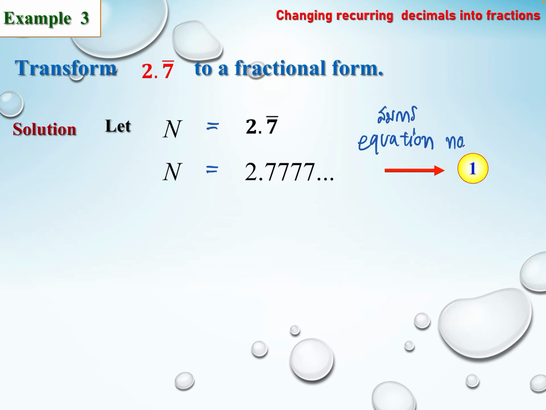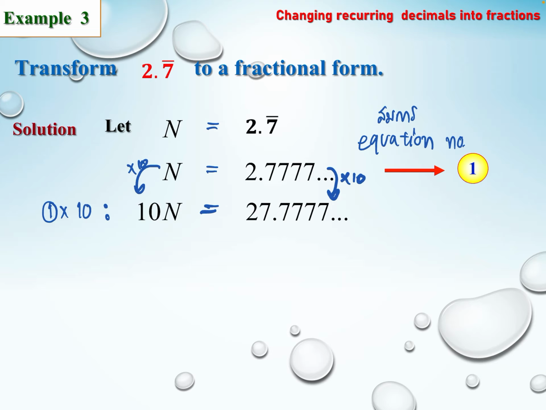Equation number 1. Then we take equation number 1 multiplied by 10. So you have n times 10 equals 10n. And the right hand side multiplied by 10 too. So you have 27.777, right? And let this become equation number 2. You notice that they are the same, right? The repeat 7. Then equation number 2 minus equation number 1.